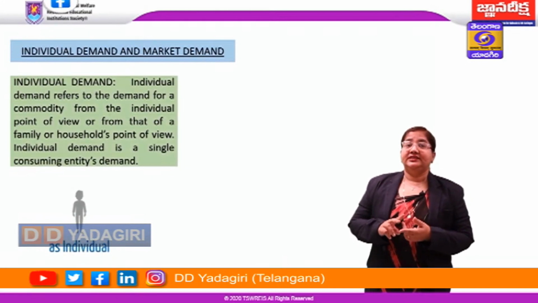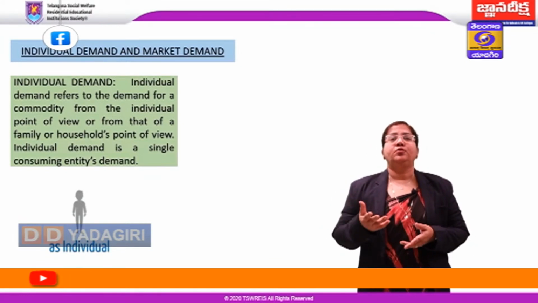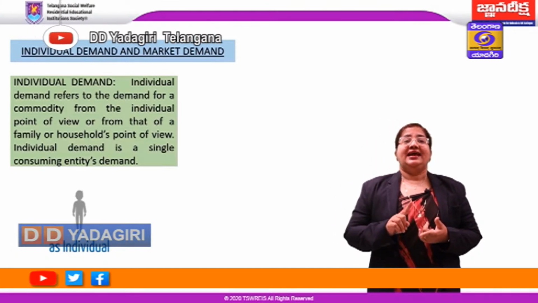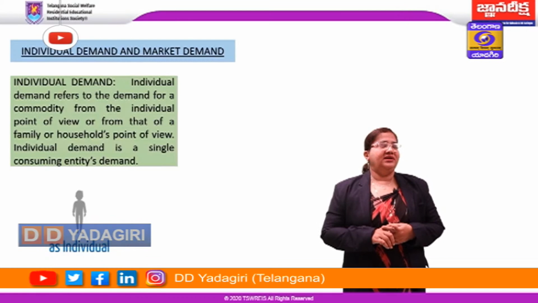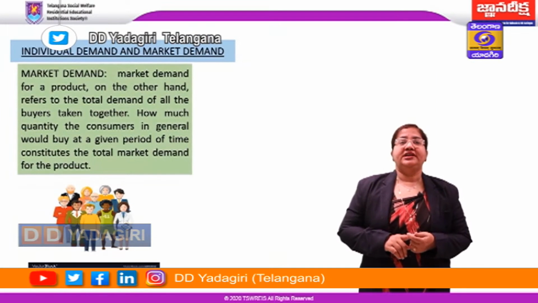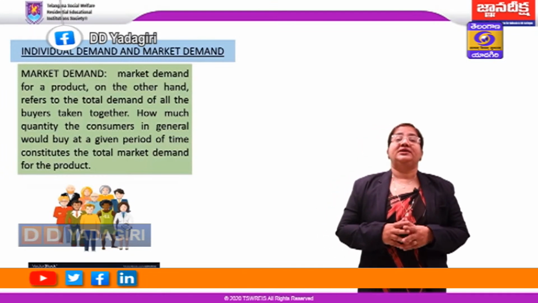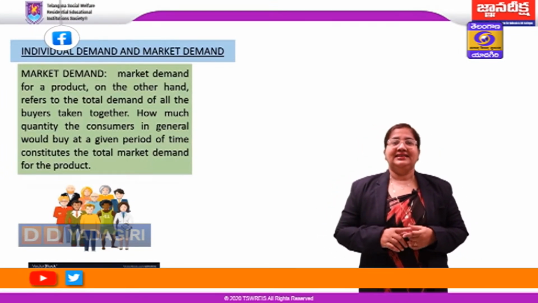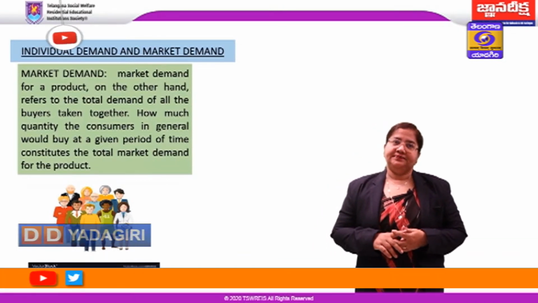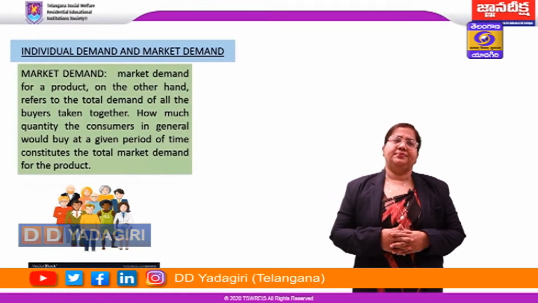Individual demand refers to the demand for the commodity from an individual point of view, a family point of view, a household point of view. So here, individual demand is a single consumer entity's demand. Now, what is market demand? Market demand for a product, on the other hand, refers to the total demand of all buyers taken together. How much quantity the consumers in general would buy at a given price per period of time constitutes the market demand for the product. So these are the two types of demand, that is individual demand and market demand.